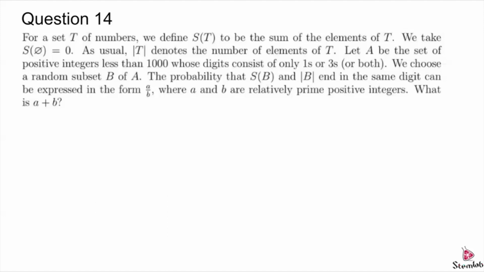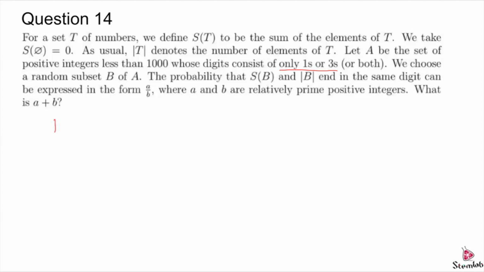Okay, for this one, we'll hopefully just use a pen. First we try to make a quick list of the positive integers less than 1,000 whose digits consist of only ones and threes. We can separate it into two sets: ones that end in 1 and ones that end in 3.